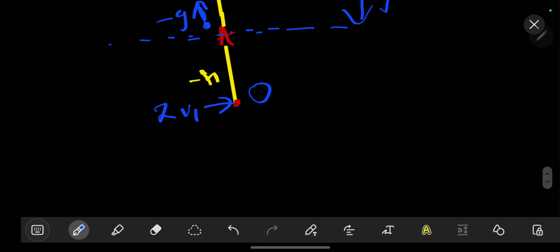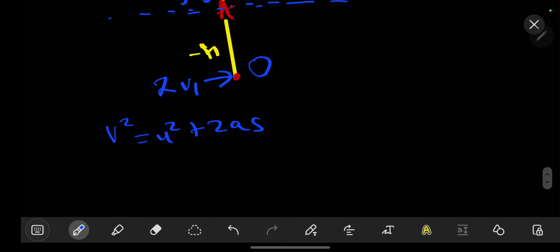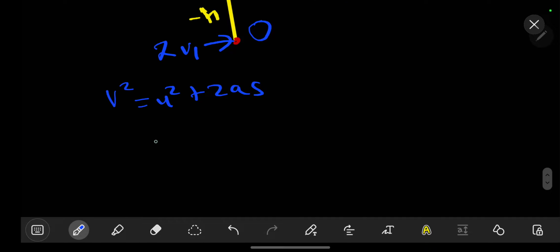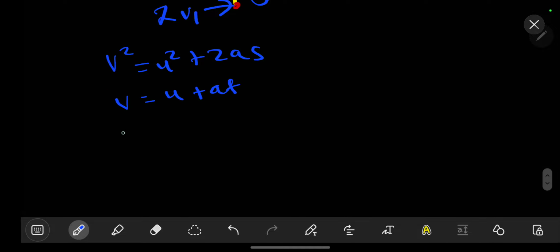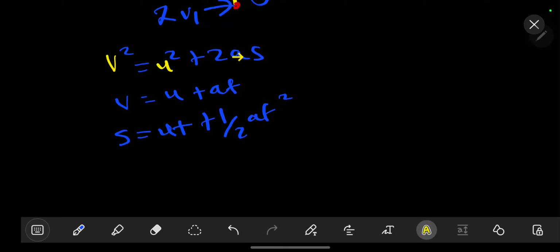So which kinematic equation can we use? We can pick from v squared equals u squared plus 2as, or v equals u plus at, or s equals ut plus half at squared. Due to the fact that we don't have the time, the equation that we are going to use is the first one, where we have the final velocity, the initial velocity, the acceleration and the displacement, which will act as our h.